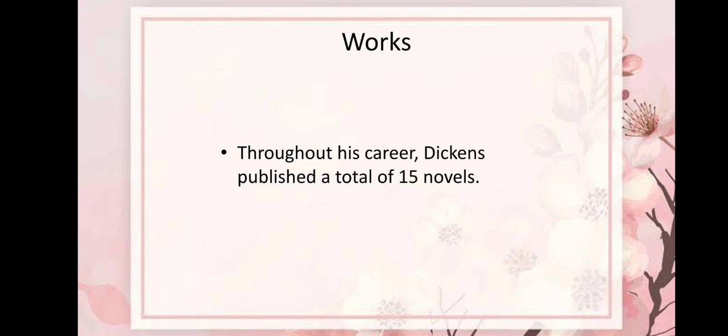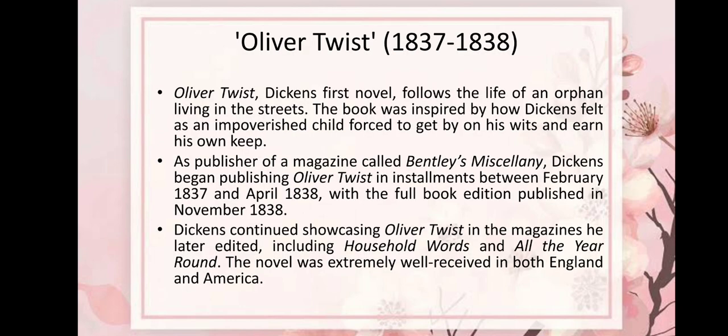Although he was a well known journalist of his time, now we know him as a novelist more than anything else. Throughout his career, Dickens published a total of 15 novels, and his most well known works include Oliver Twist in the first place. Oliver Twist, his first novel, follows the life of an orphan boy living in the streets. This book was inspired by how Dickens felt as an impoverished child, forced to get by on his wits and earn his own keep without the care of anybody else in the world, not even his own family.